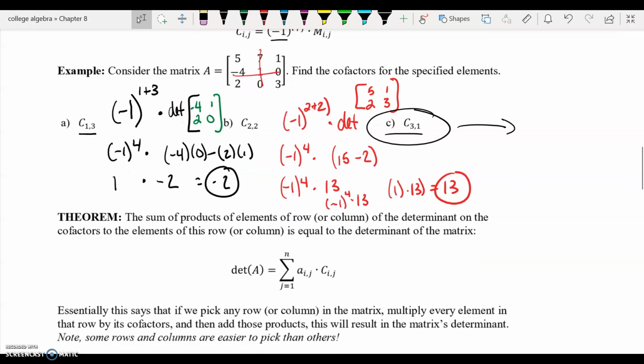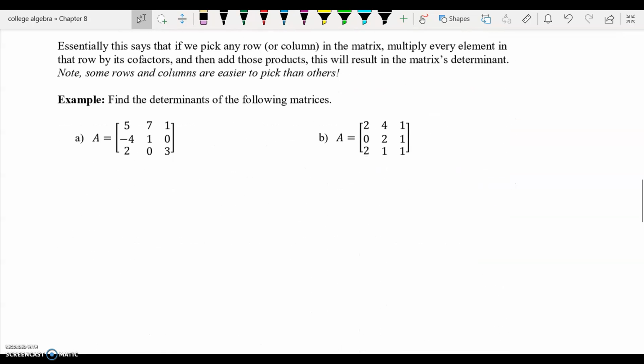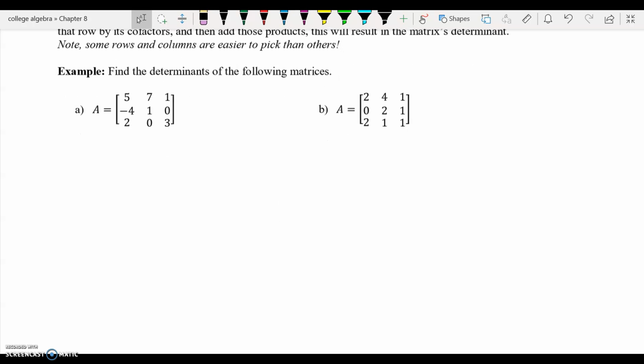Alright, so that's pretty much everything so far. Now, it gets a little bit harder. To find the determinant of a 3 by 3, it's not as easy as a 2 by 2. Here's what you have to do. You take the first two columns and you copy them and put them on the outside. So 5, -4, 2, 7, 1, and 0. So that's my first step.